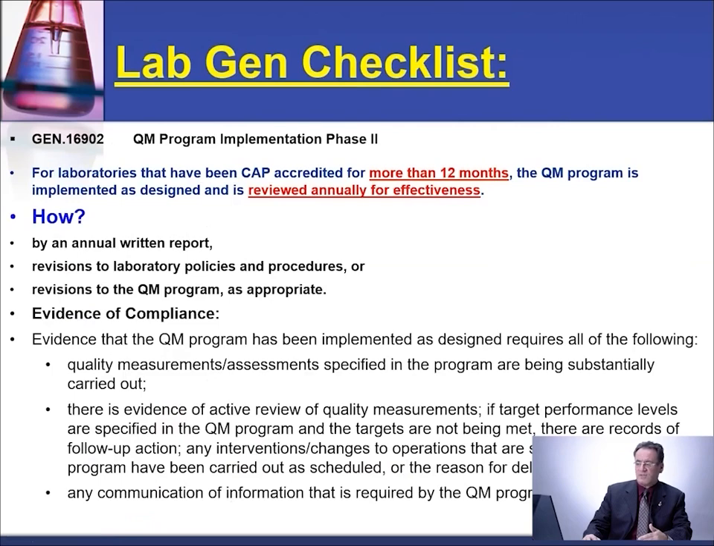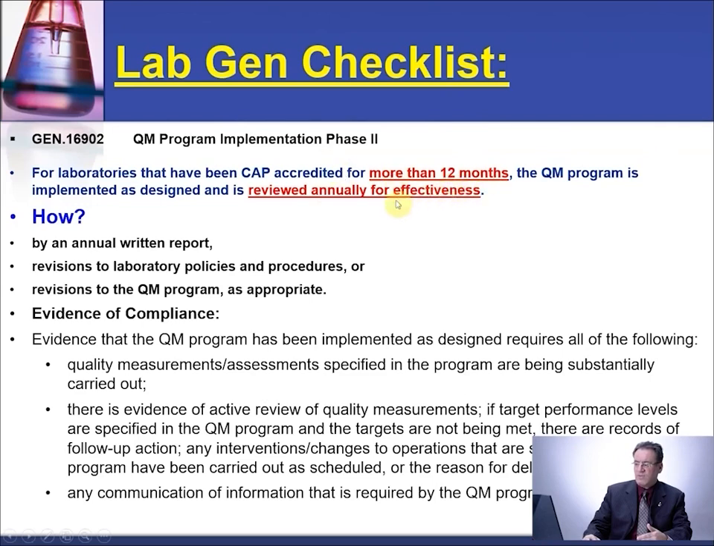Lab General checklist. I'm going to tell you about the standards that you need to remember to stay in compliance with during the year or during the 2 years before you get inspected again. So the first one is GEN.16902, Quality Management Program Implementation. If this is your first inspection, don't worry about this. This is going to be an NA for you because you have not been inspected for 12 months or more. But if this is your re-inspection, then this is applicable to you.